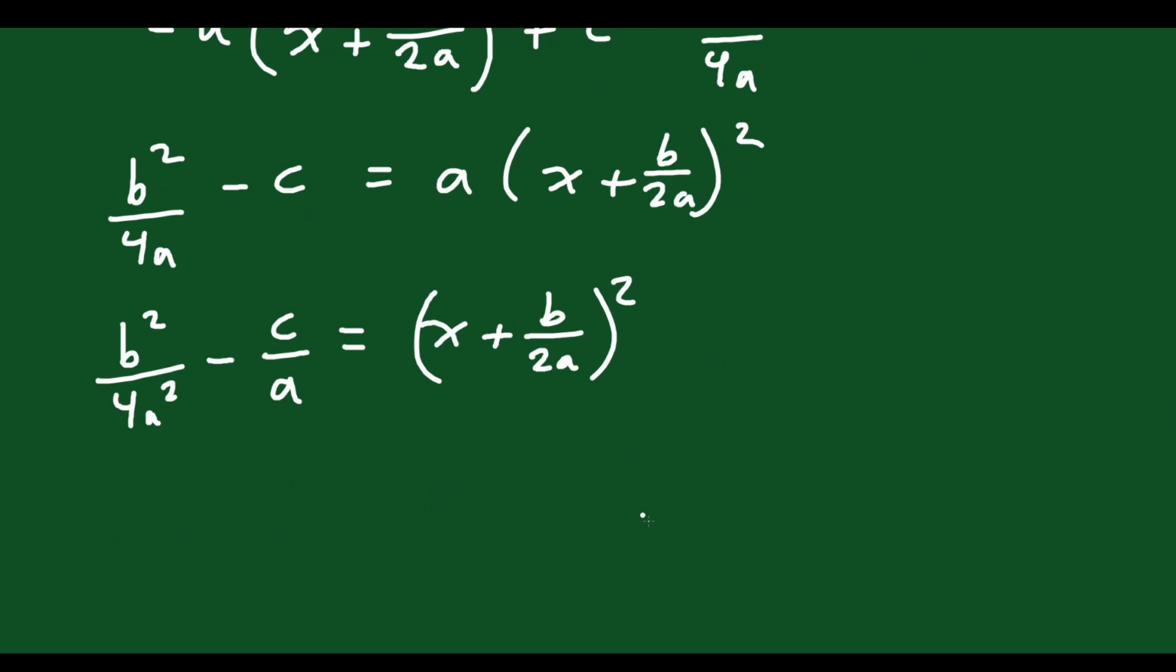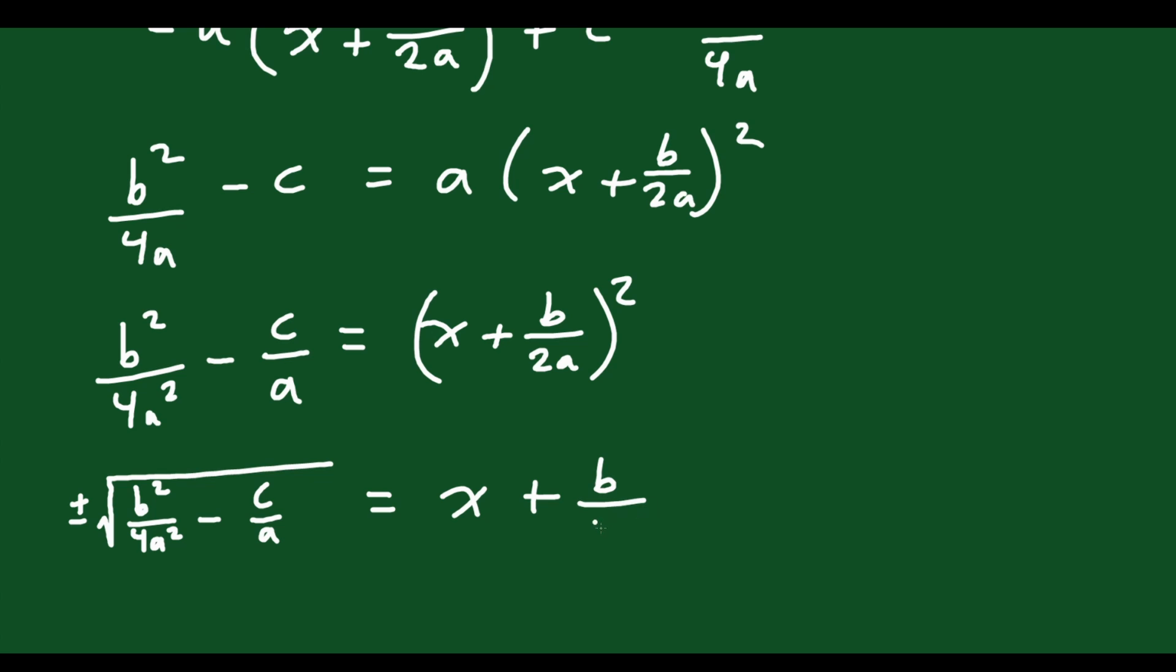Next, you can square root both sides to get rid of that square. And you'll have the square root of b squared over 4a squared minus c over a. And that's plus or minus, of course. And that's equal to x plus b over 2a.